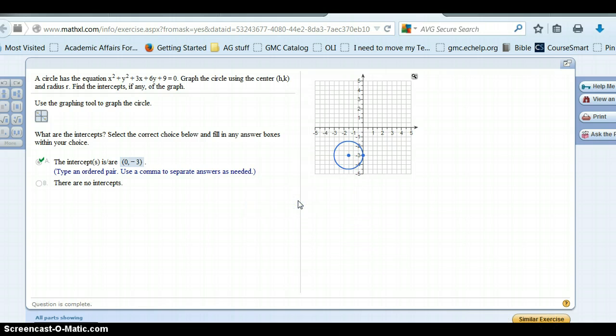You also could solve that algebraically by letting x be 0 and going back to this equation right here, and you would find out that y was -3. If you let y be 0, let's see, what would you get? Let me scribble on a piece of paper right here. If I let y be 0, I have x squared plus 3x plus 9 equals 0. And I'll try to solve that and find that there are no solutions. I can't factor that because there's not a negative in there.